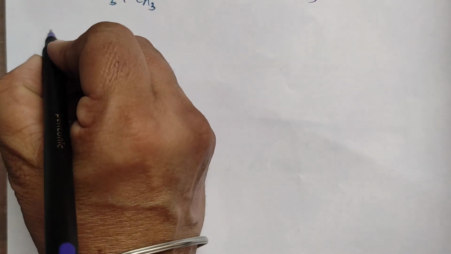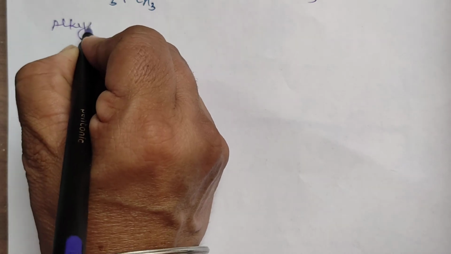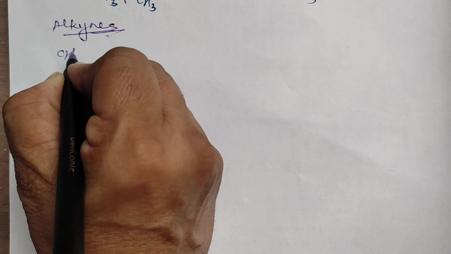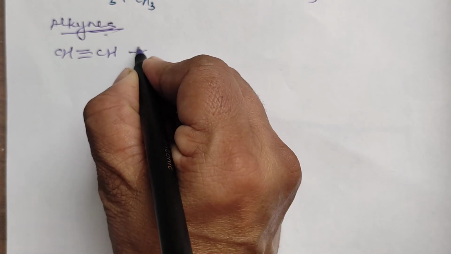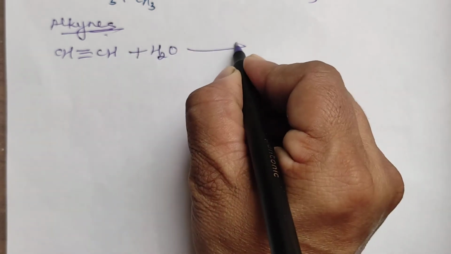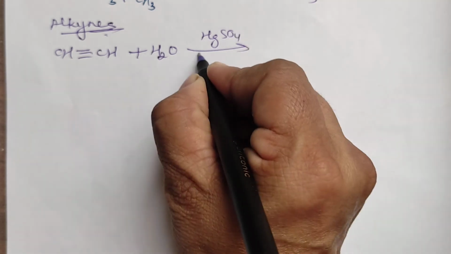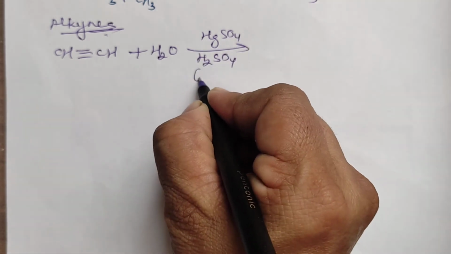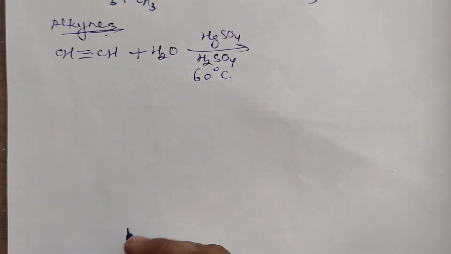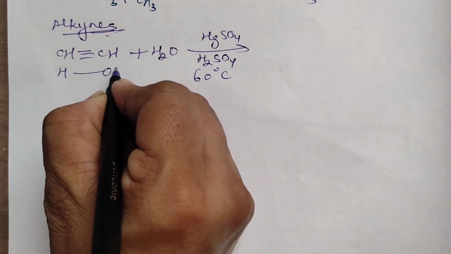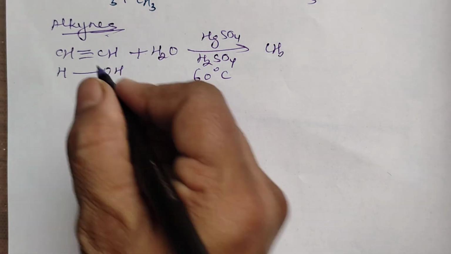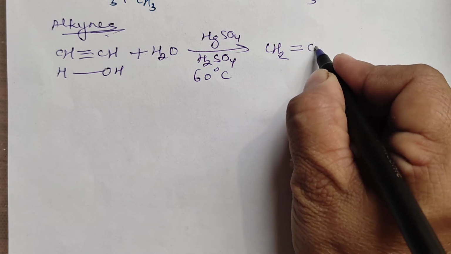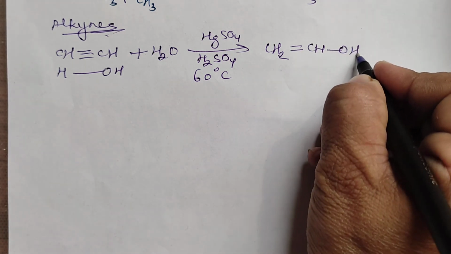Another method is from alkynes. Even this is done as a part of class 11. Now suppose I take the basic alkyne, ethyne. If you add water to this in the presence of HgSO4, H2SO4 at 60 degrees Celsius, since it's symmetrical, you needn't think much. You will just add water to it. When you add water, the electrophilic addition will occur and the triple bond will change to a double bond and you will get this vinyl alcohol.